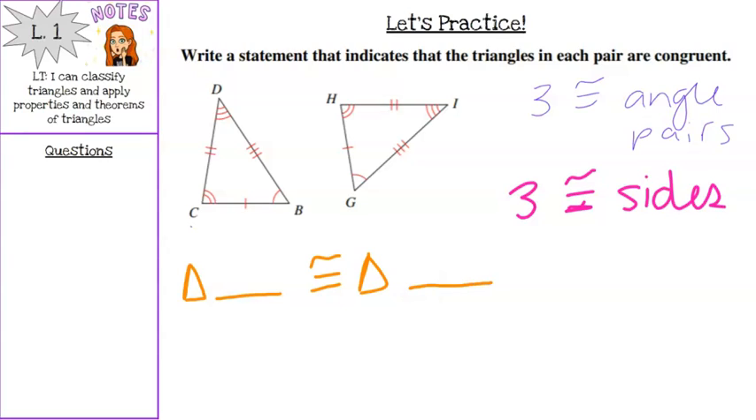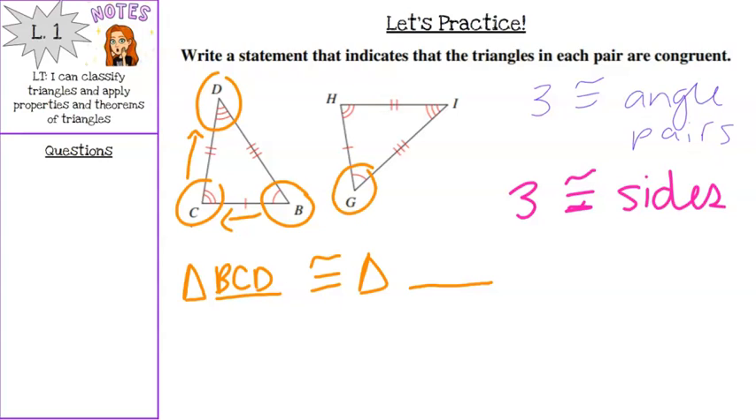But when we name the triangles, we have to go in a specific order. So if I name this first triangle as triangle BCD, then I have to name the other triangle in the same order. If I start with B, I have to start with G, because B and G correspond to each other because they're both congruent. Then I went to C, so I'd have to go to H, because H and C correspond. And then lastly, I went to D, so I'd have to go to I, because I and D correspond.